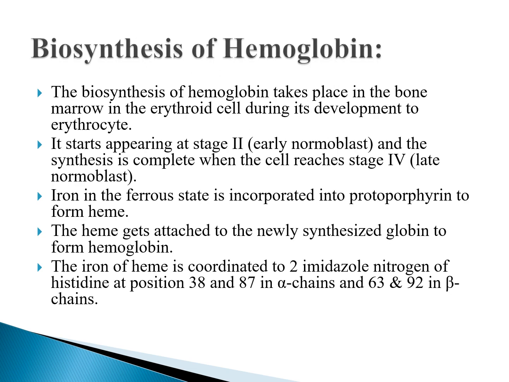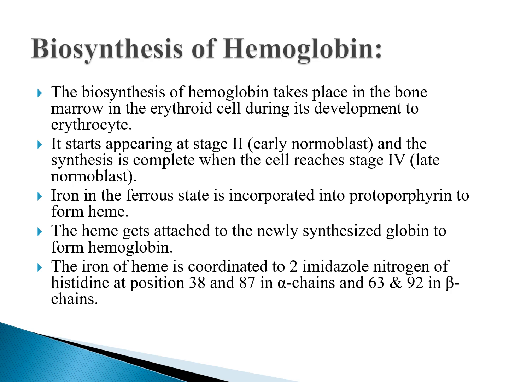Next is the biosynthesis of hemoglobin. The biosynthesis of hemoglobin takes place in bone marrow in erythroid cell during its development to erythrocyte. It starts appearing at stage 2, that is early normoblast, and the synthesis is complete when the stage reaches 4, that is the late normoblast.